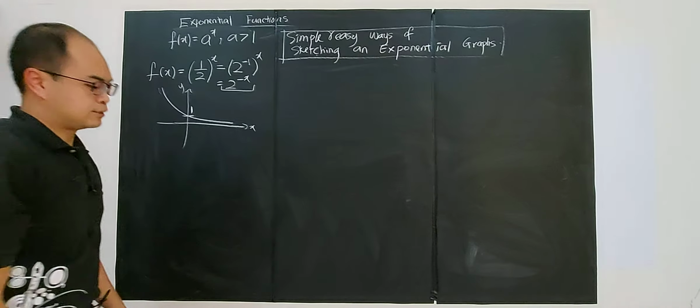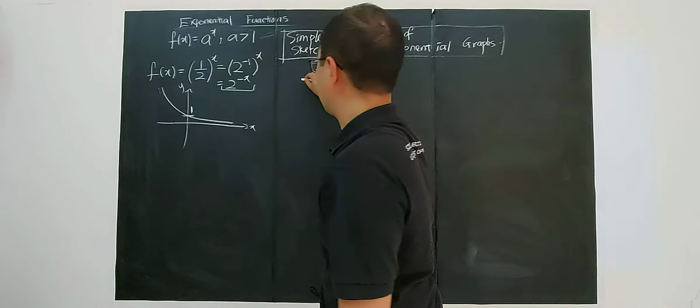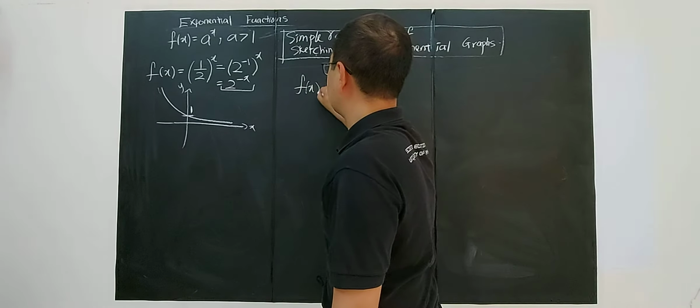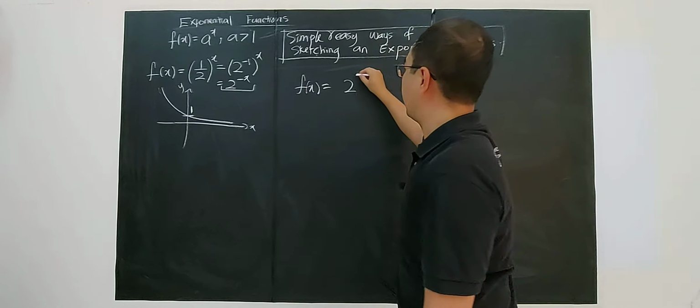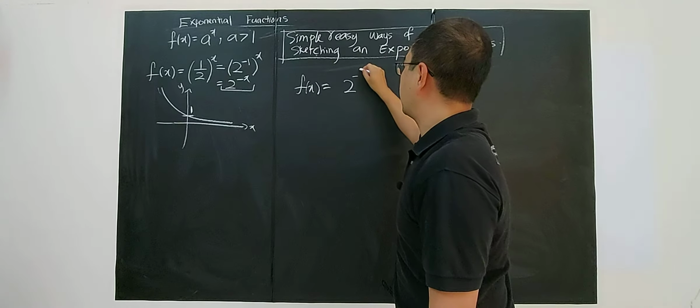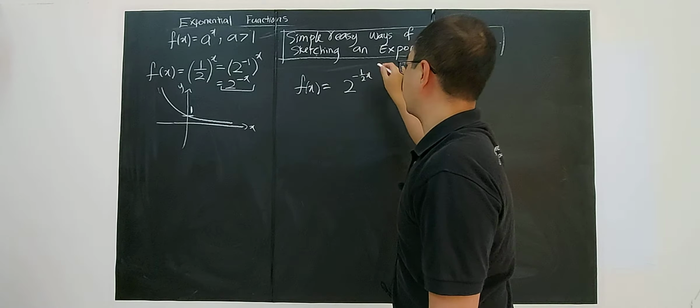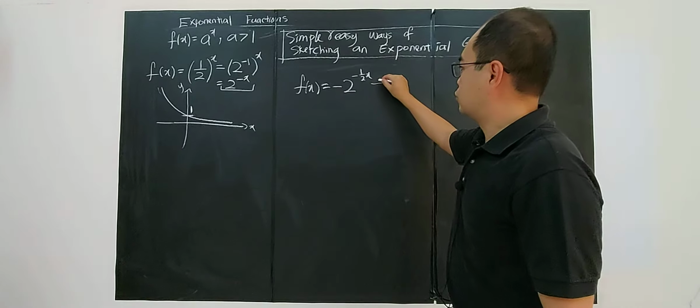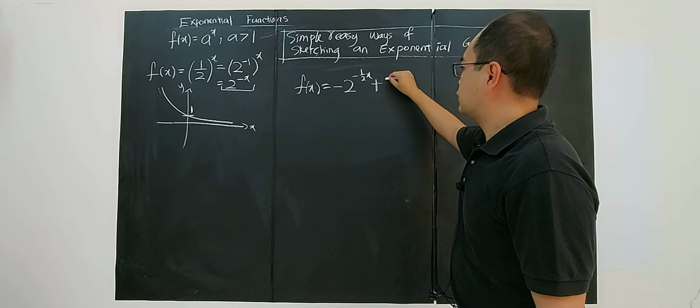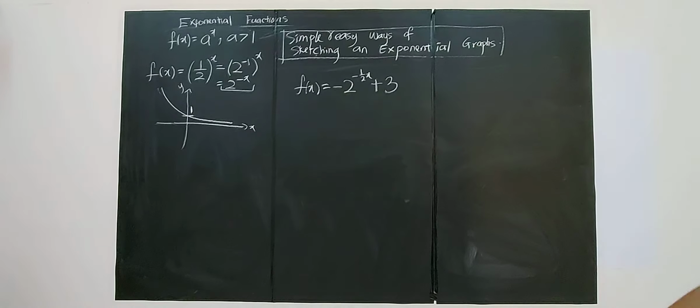Alright, so let's move on to examples. We have more variety of examples. I will keep giving you examples. So if you have 2 to the power of negative half x, and you have a negative here, okay? I just do it so that you have variety. So plus 3. So what is the shape of this graph, and how to sketch this graph?